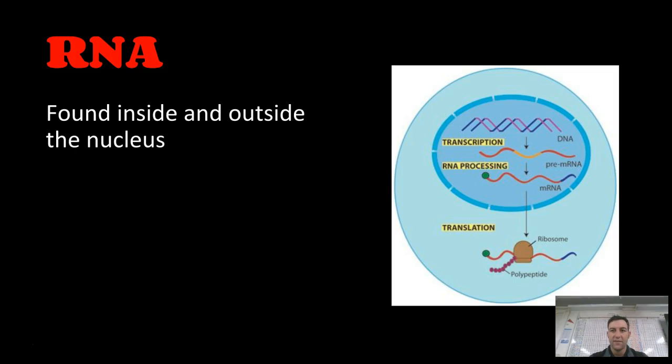RNA is also found inside the nucleus and outside the nucleus. It's made in the nucleus, and then it will leave the nucleus to perform the specific function that it has, depending on what type of RNA it's going to be. If it's mRNA, it's going to be a message. If it's tRNA, it's going to be attaching to amino acids and bringing them to the ribosome. And there are rRNAs, which are basically making up different parts of that ribosome. But it's found inside and outside the nucleus.